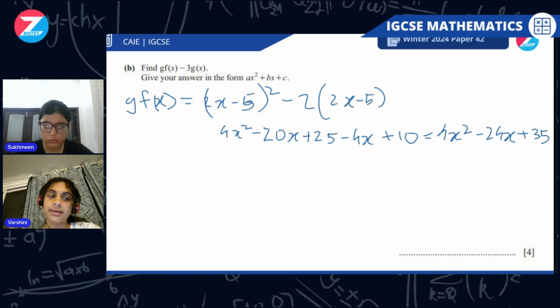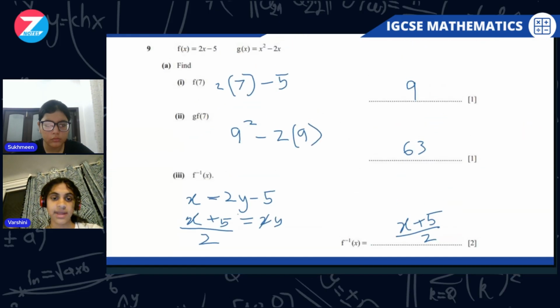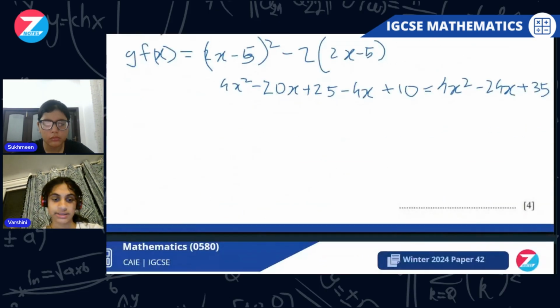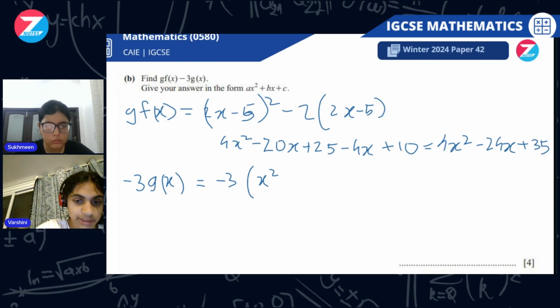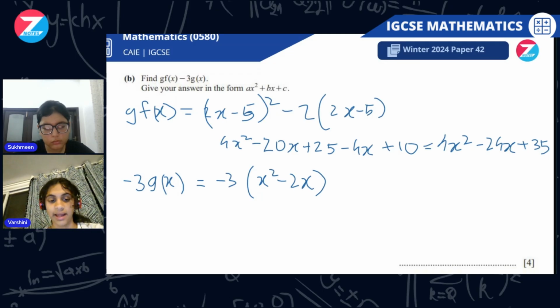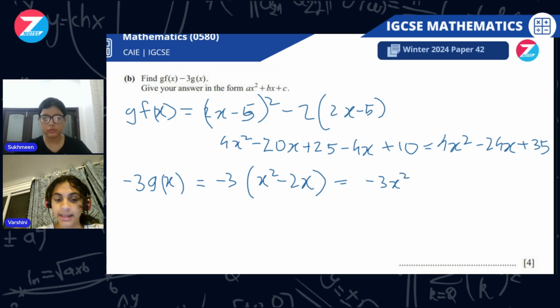Now they want us to find gf of x minus 3g of x. So now we have to multiply g of x into minus 3, and g of x is x squared minus 2x. So minus 3g of x is going to be minus 3 into x squared minus 2x. And now again, to simplify this, we multiply this outside into both of the terms to get minus 3x squared, and then minus 2 into minus 3, which is just 6x.